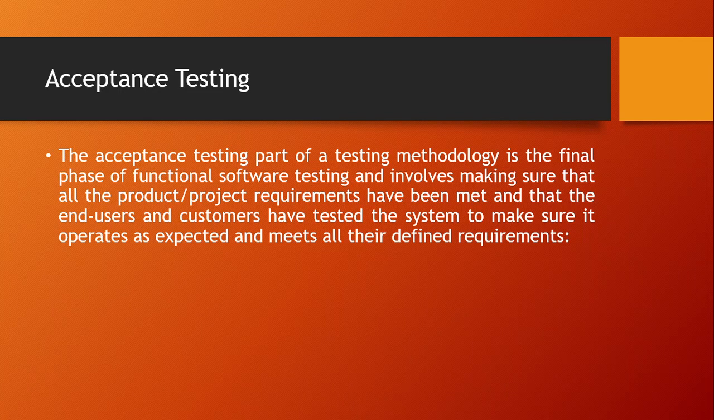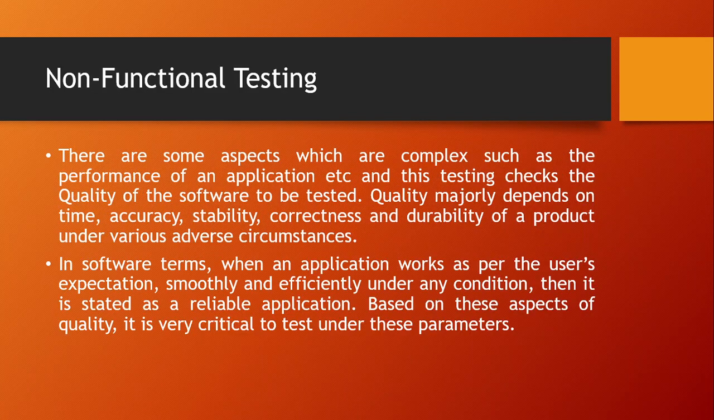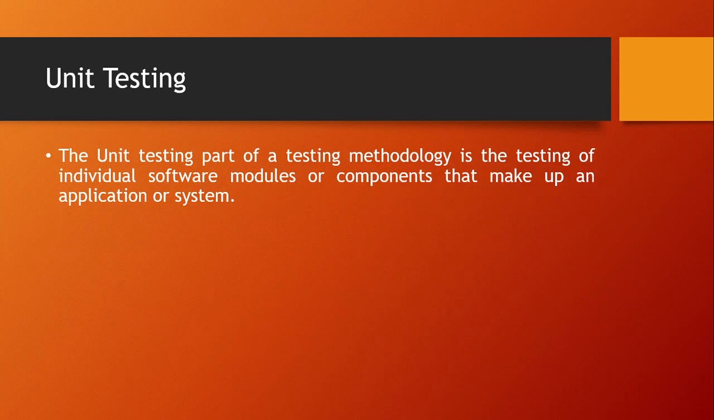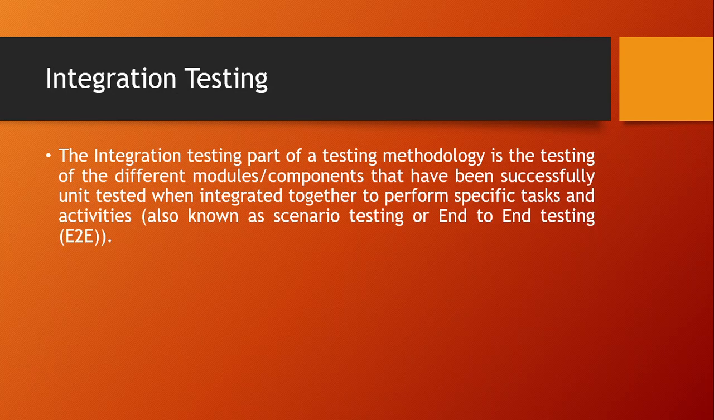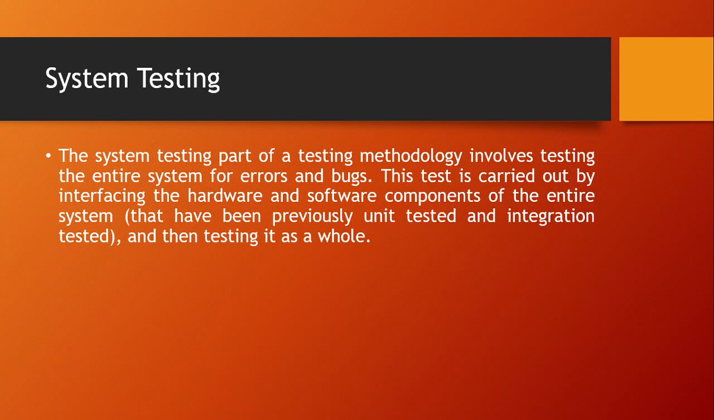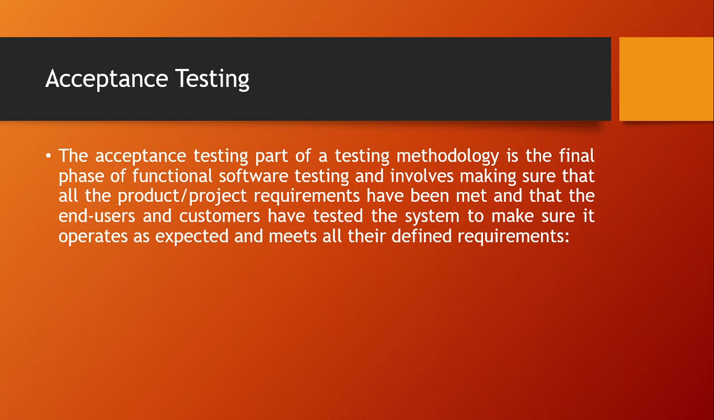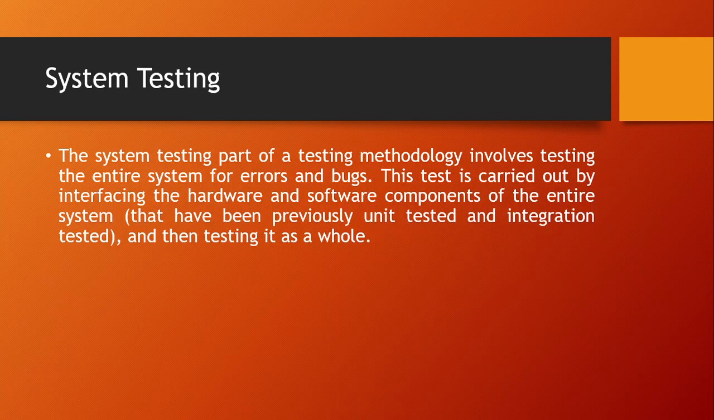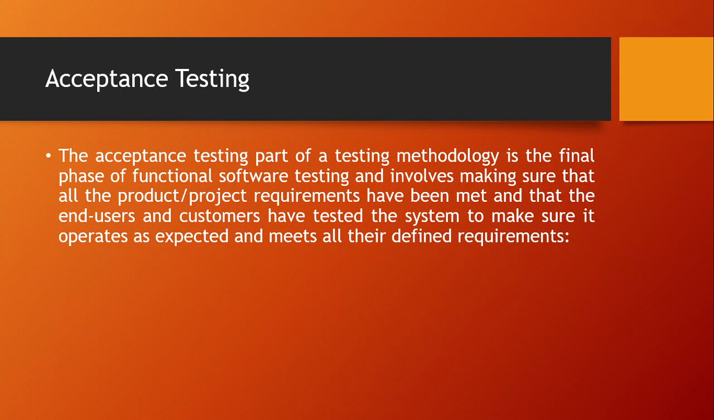So when you are doing the functional testing, you do it step by step. You first start with unit, followed by integration, followed by system testing, and lastly acceptance testing. You don't start with acceptance testing, that does not make sense. So unit, integration, system, and acceptance. Those are the 4 examples of functional testing.